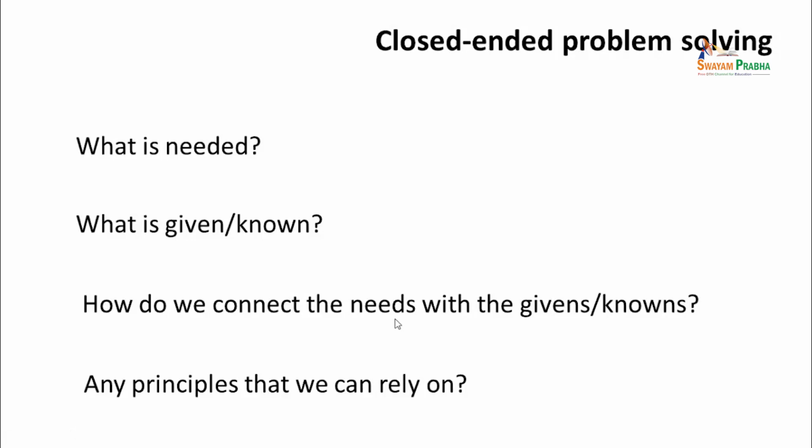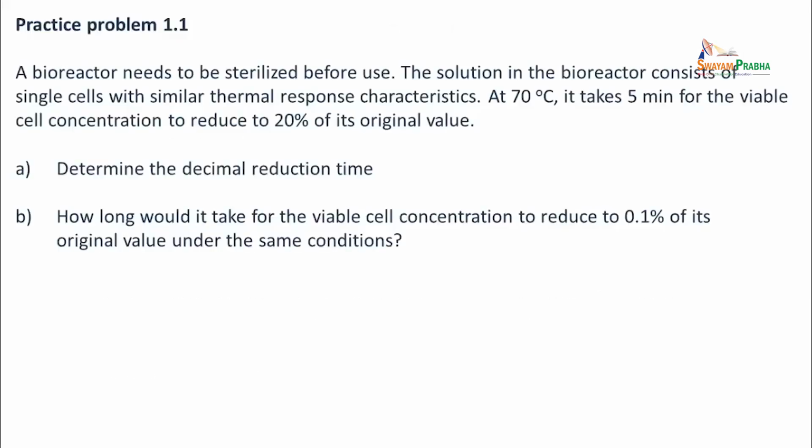Now, let us go about solving the problem that is posed. We have already read this. We need to find the decimal reduction time in part A, and in part B, how long would it take for the viable cell concentration to reduce to 0.1% of its original value. Some information is given. The solution in the bioreactor consists of single cells with similar thermal response characteristics. Therefore, you can assume linear dependence of the log of the viable cell concentration with time, as we saw in class, saw in the lecture.